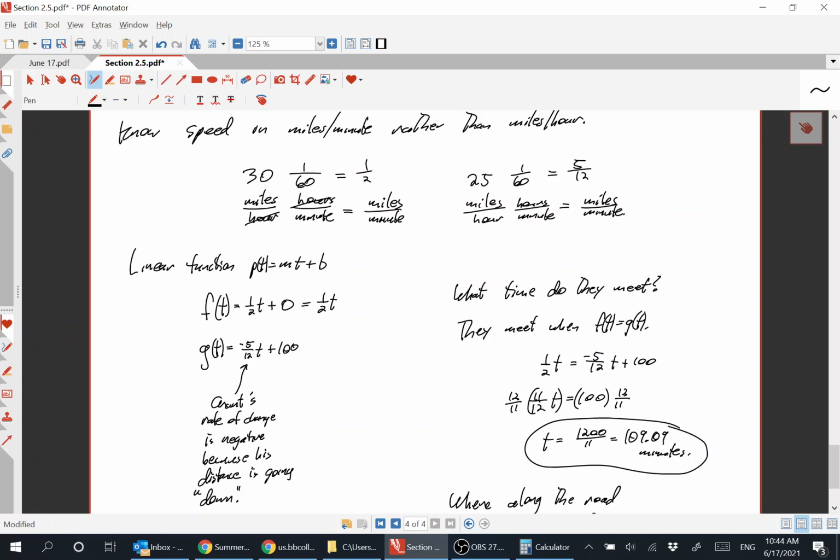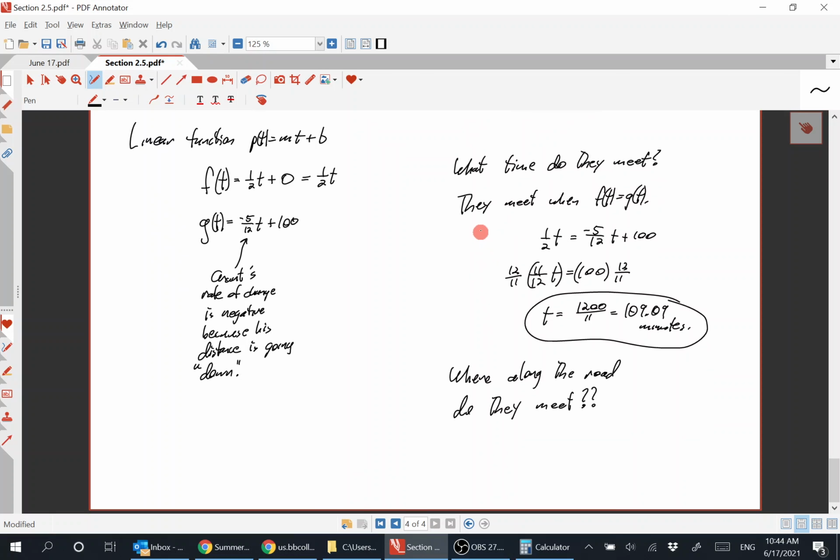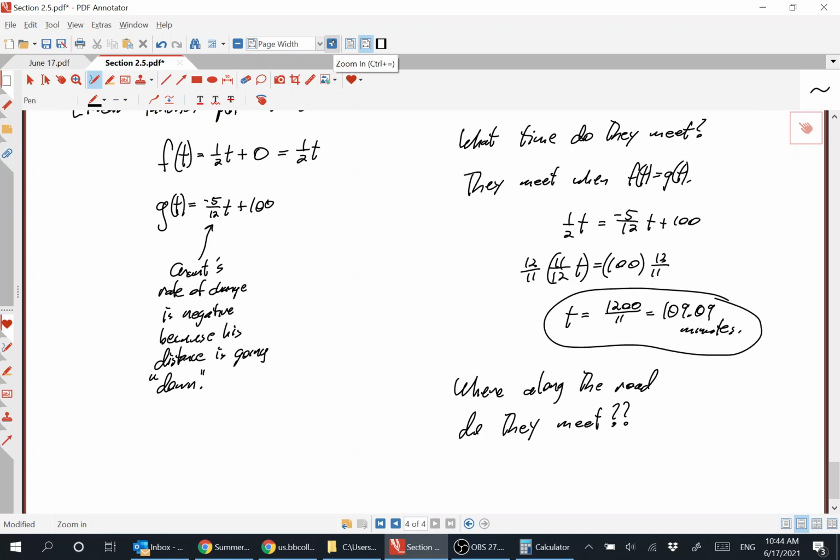You solve for distance? Yeah. So specifically, I take 109 and put it into either function. 109.09, plug it into either function, you'll get the same quantity. I mean, it's going to have to be either g or f or both, right? Because g and f are in miles.